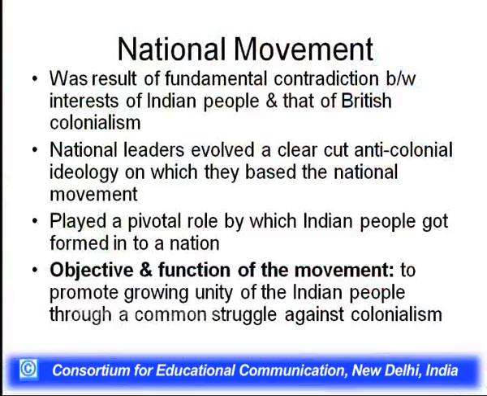So all such arguments which have been put forward by the subalterns have been rejected by others as well. And when we try to assess the national movement, we see that there was some kind of fundamental contradiction between the Indian people and British colonialism. And national leaders evolved a clear-cut anti-colonial ideology on which they based the national movement, and they played a pivotal role by which Indian people got formed into a nation.